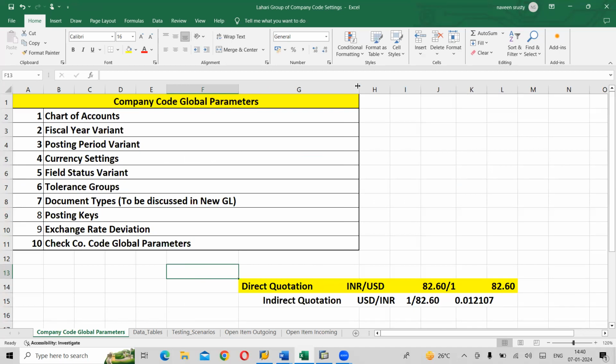Chart of accounts, fiscal year variant, posting period variant, currency settings, field status variant, tolerance groups, document types, posting keys, exchange rate deviation.